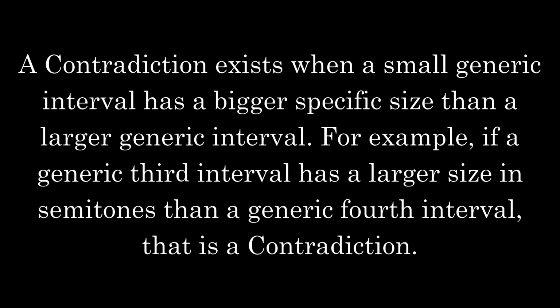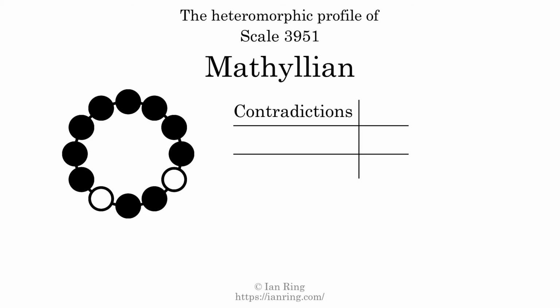A contradiction exists when a small generic interval has a bigger specific size than a larger generic interval. For example, if a generic third interval has a larger size in semitones than a generic fourth interval, that is a contradiction. The number of contradictions in this scale is 20.